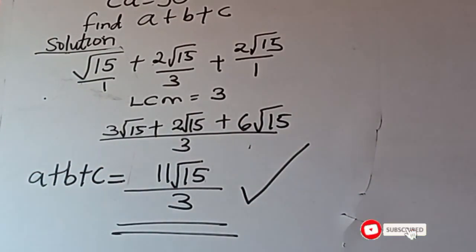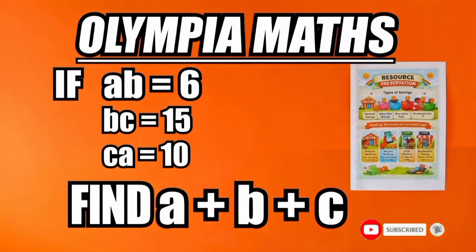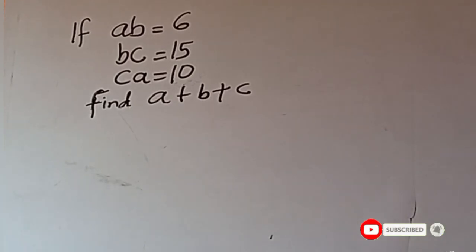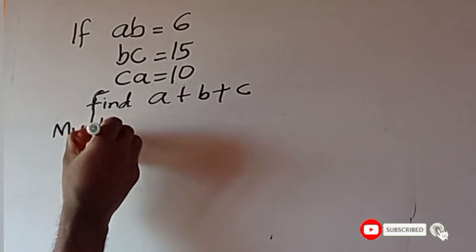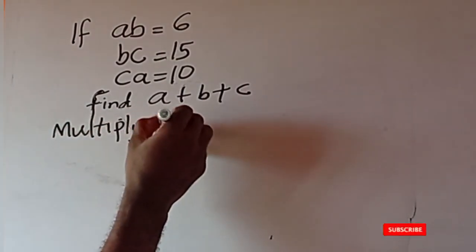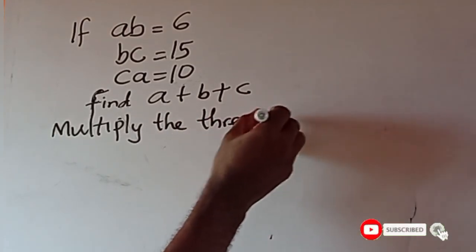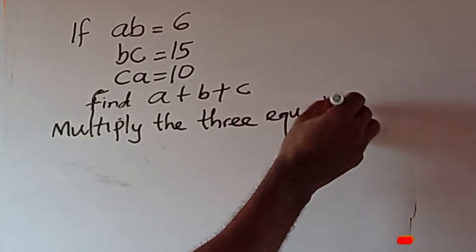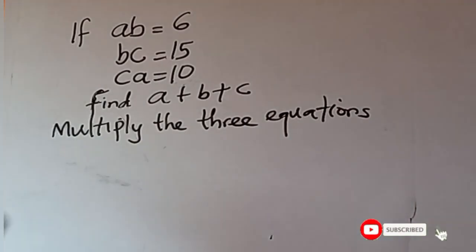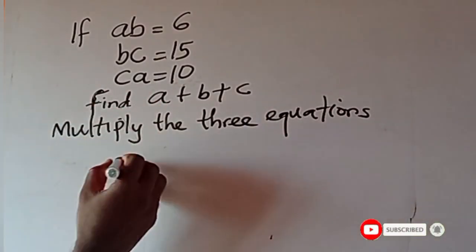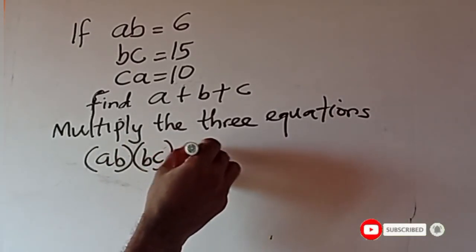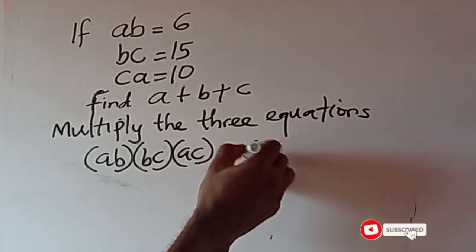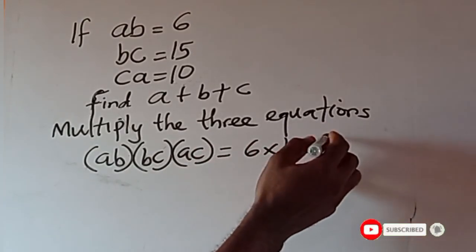Now, let's go to another question. And this is the question: 6, 15, and 10. Let's solve A plus B plus C. Now, when you have AB equals 6, BC equals 15, CA is 10. Now, A plus B plus C is going to be, you multiply the three equations together, just like how we did the first one. So it's going to be AB into bracket, BC into bracket, CA into bracket equals 6 times 15 times 10.